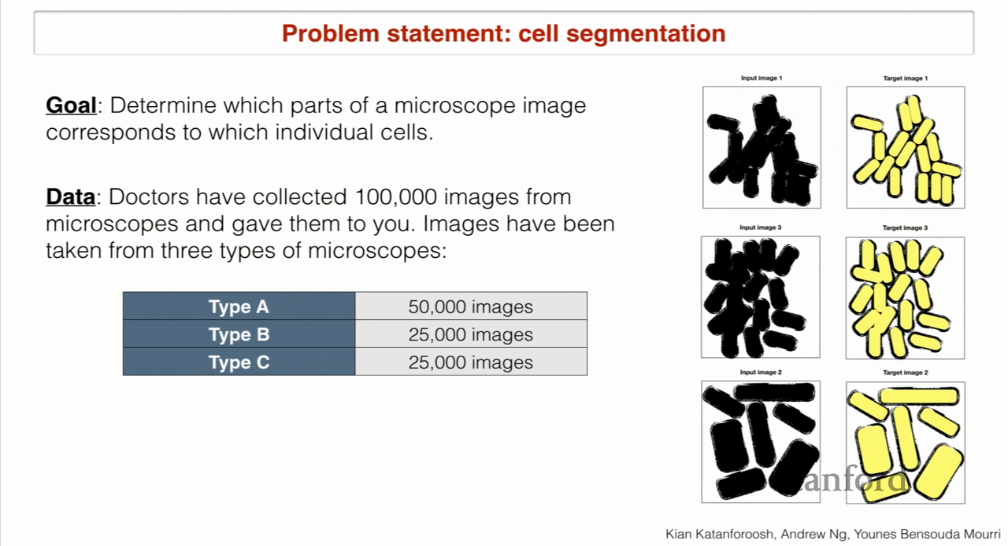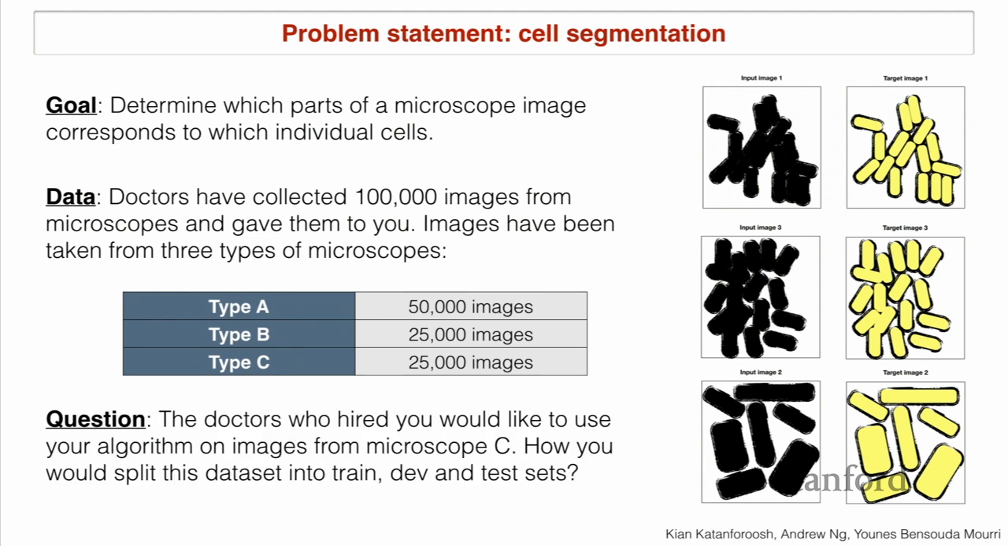The first question I'll have for you is, given that the doctors want to be able to use your algorithm on images from the microscope of type C. This microscope is the latest one. It's the one that is going to be used widely in the field. And they want your network to work on this one. How would you split your data set into train, dev, and test set? That's the question. And please group in teams of 2 or 3 and discuss it for a minute on how you would split this data set.